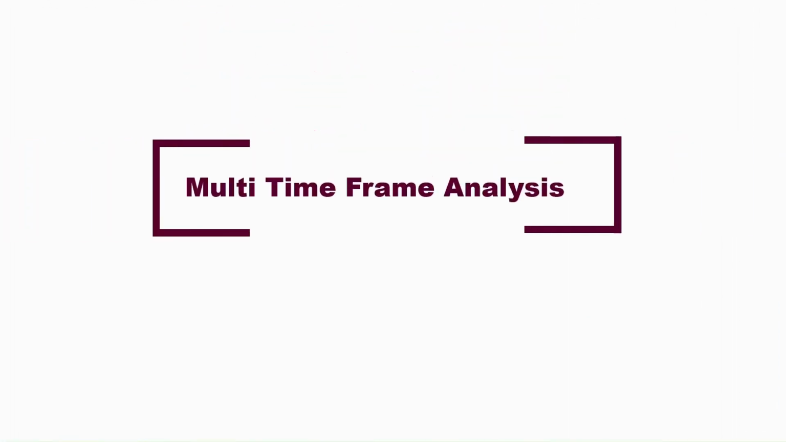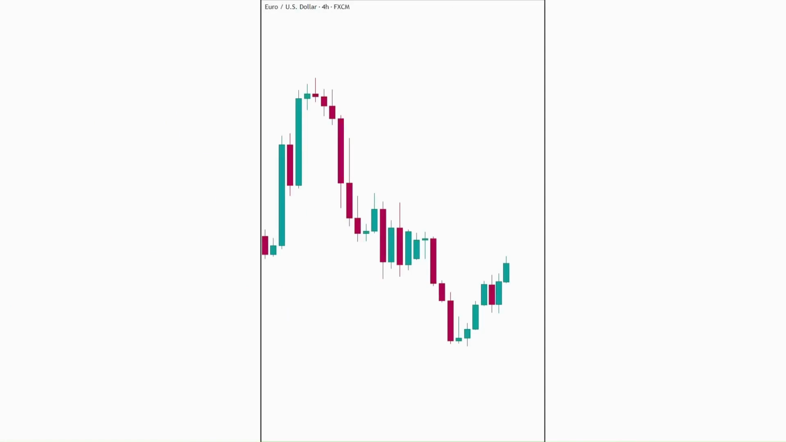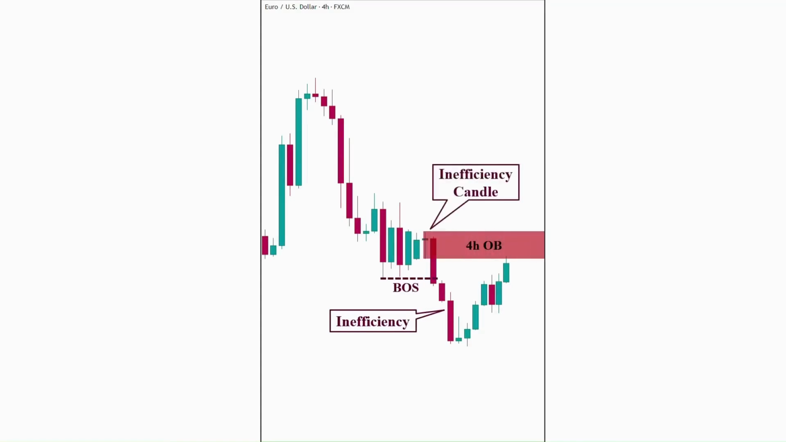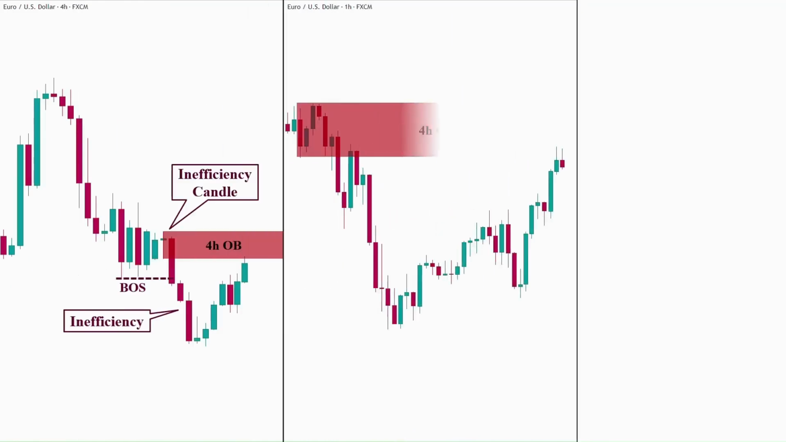So in the final example, let me show what a true multi-time frame analysis looks like, with all of the concepts we discussed earlier. Starting with the 4 hours time frame, we can clearly see that price broke the last demand zone to the downside with inefficiency. So this candle that created the inefficiency will be our order block and a perfect zone to look for short opportunities. So overall, in the 4 hour time frame, we have a bearish bias, and since the price has reached our area of interest, we will zoom in to 1 hour to see what is going on.